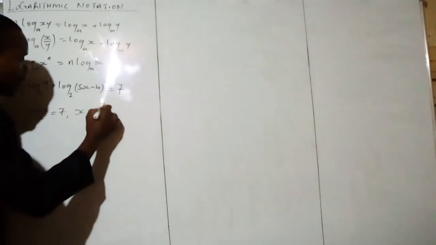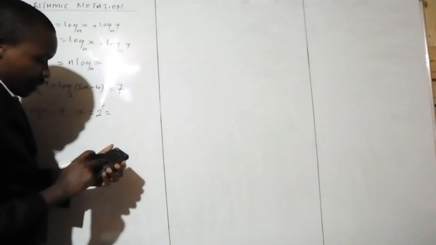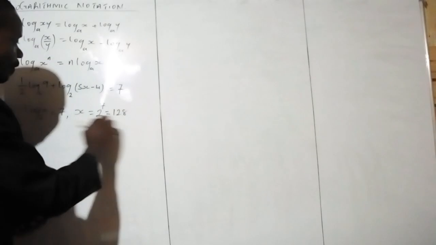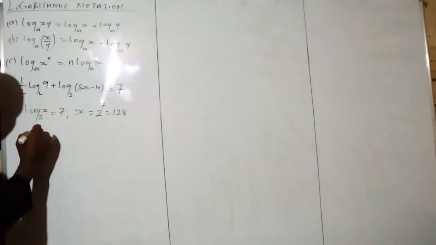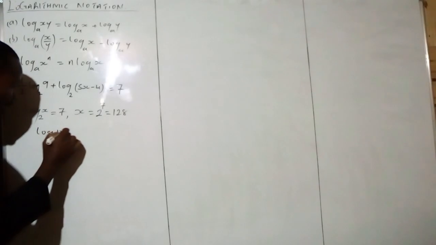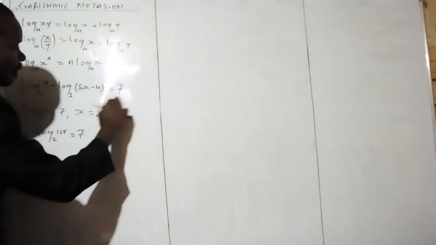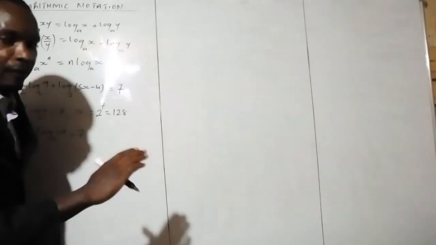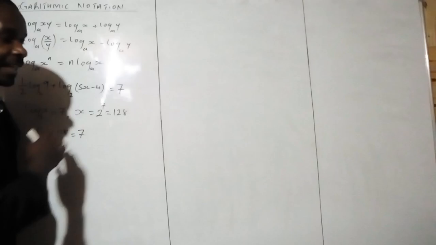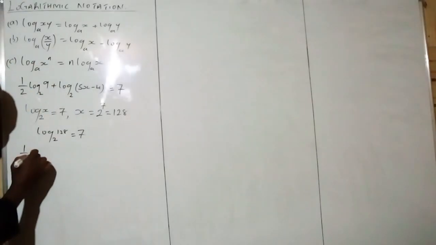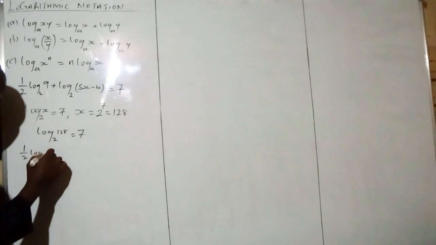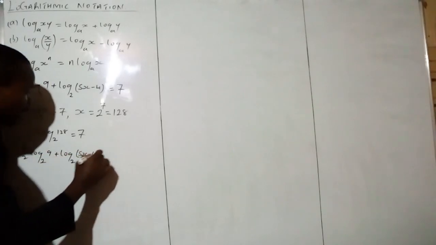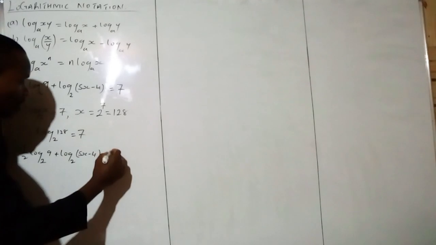And 2 raised to power 7 is what? 2 raised to power 7 is equal to 128, and this is the value of x. I can come here and say that log to base 2 of 128 is equal to 7. Where we have 7, we are going to replace it with log to base 2 of 128, so that you can have a uniform log on our left hand side and right hand side. I have log to base 2 of 9 plus log to base 2 of (5x minus 4) is equal to log to base 2 of 128.